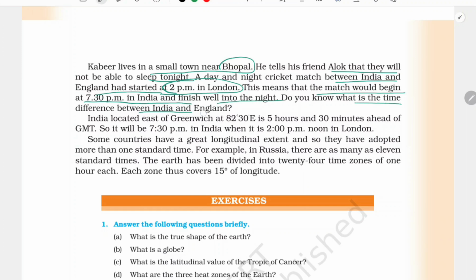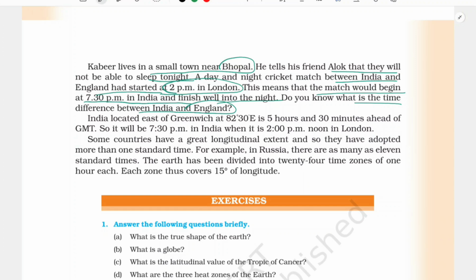Do you know what is the time difference between India and England? See, when there is a cricket match or football match, any match, being played in foreign countries, then because of these different time zones, as they are located at different longitudinal degrees, there will be more difference based on Greenwich, whether they are on the eastern side or the western side. Here, India is on the eastern side and England is on the western side, the western longitudinal hemisphere.